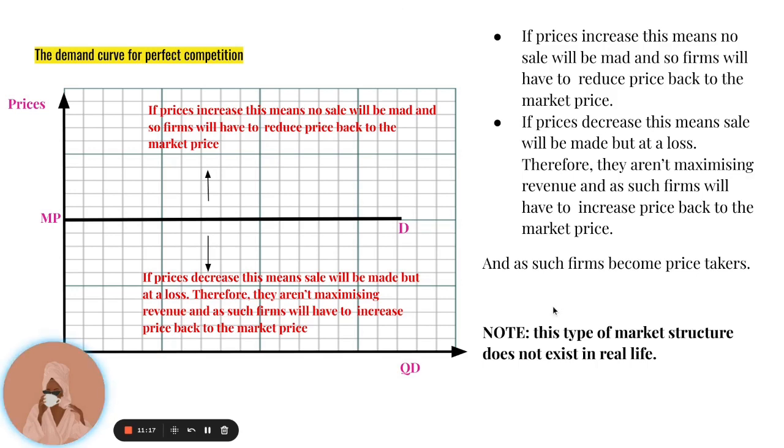And because of all of this that I just explained, the firms are price takers. They cannot set the price. You cannot say, I can increase the price and expect to make a sale. You cannot decrease the price and expect that you're going to make a profit. You get me? All right. Now, please note that this type of market structure, the whole concept of perfect competition, is not a reality. It doesn't exist in real life.